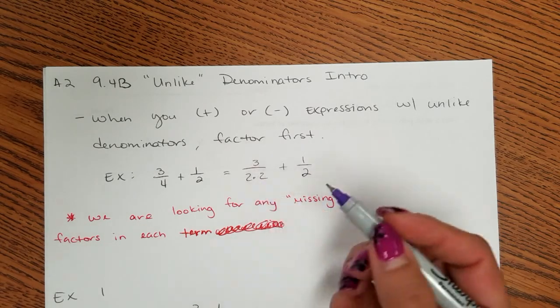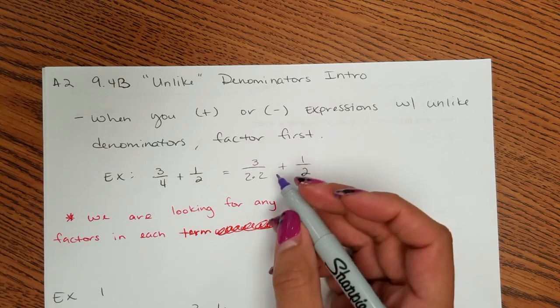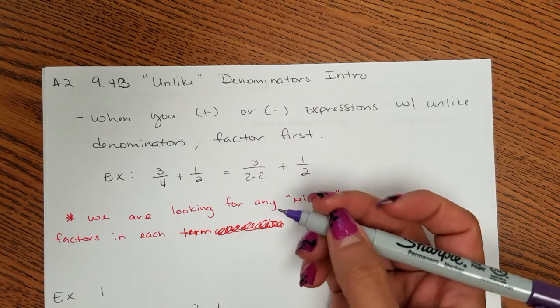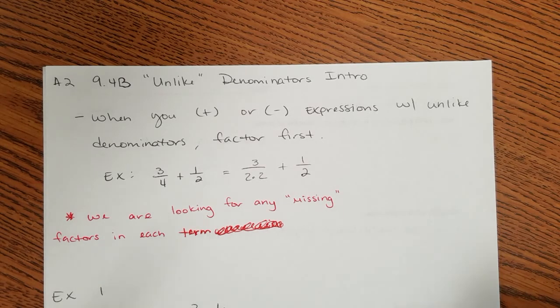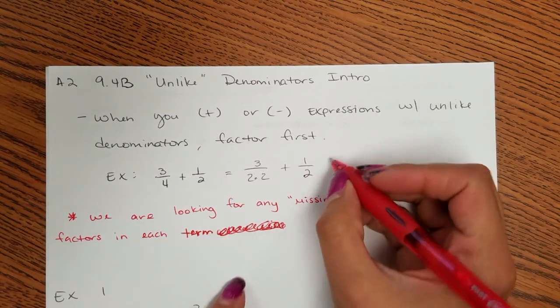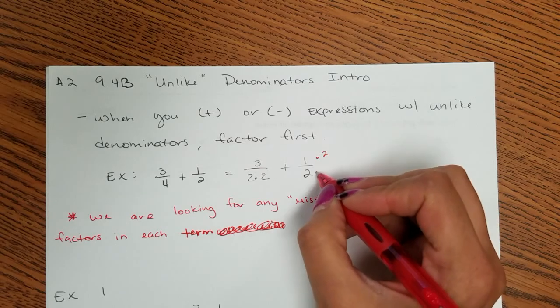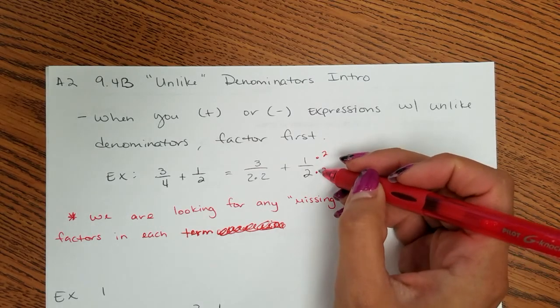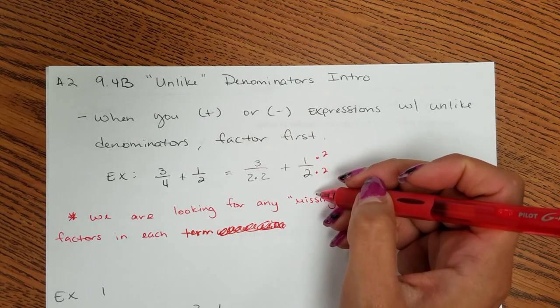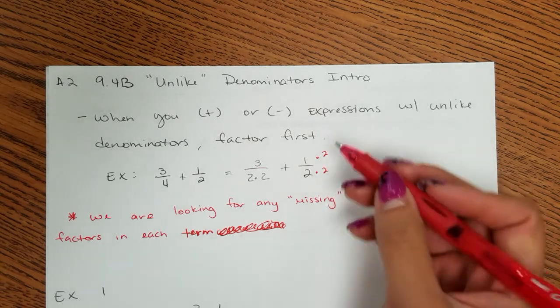So what we're looking for are any missing factors or extra factors that you have in one and not the other. And what we're going to do is multiply them wherever they're missing. So here I have an extra 2, so I'm going to multiply by 2 in the numerator and the denominator. It's really important that you do it to both the top and the bottom. Otherwise, you're going to get the wrong answer.